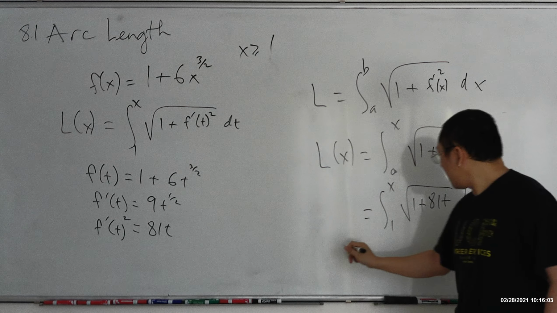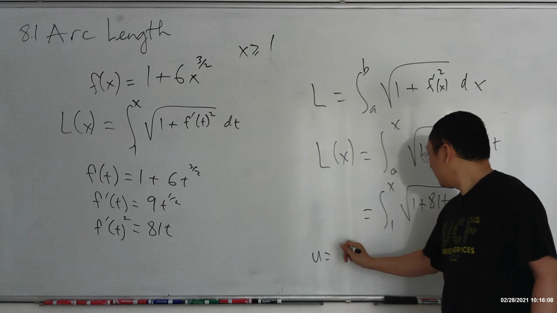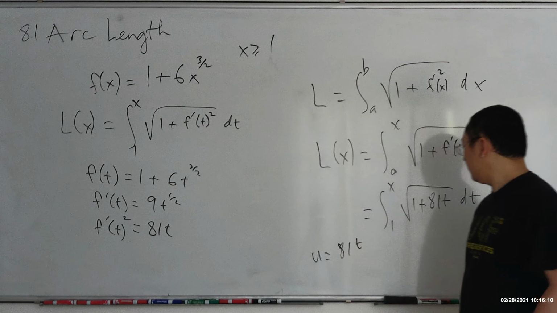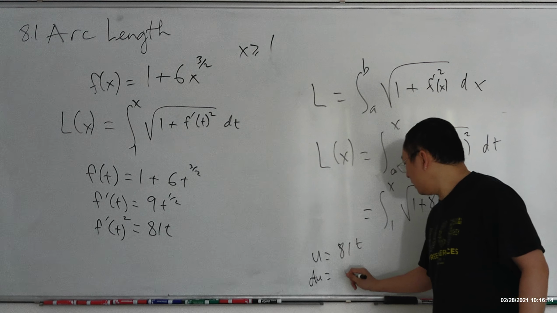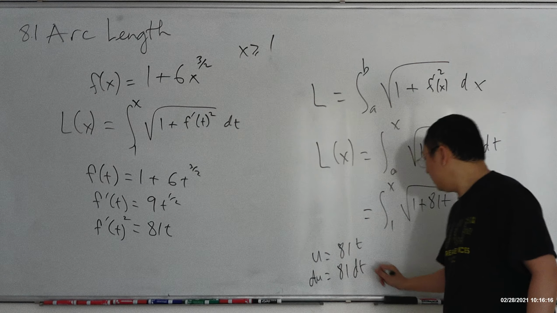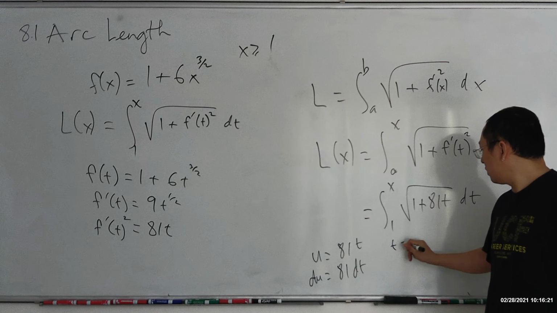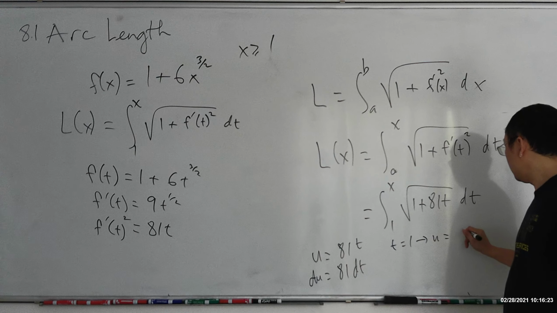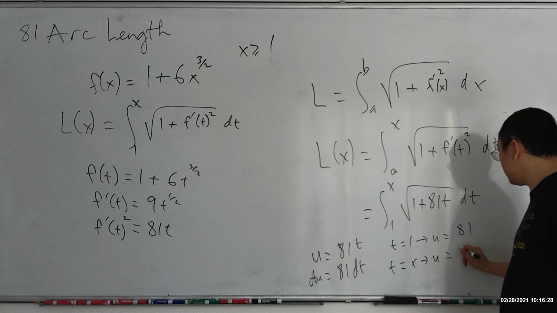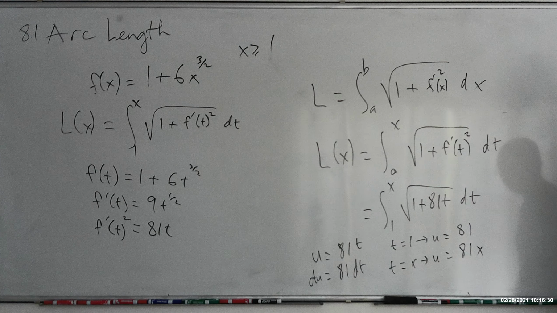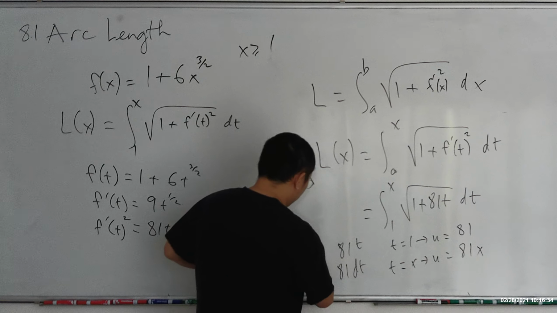You do the same u substitution, let u equal 81t, right? Then du is equal to 81 dt, and then you have to change the boundary. When t equals 1, then u is 81, and when t equals x, then u is 81x, right? Oh, it's 1 plus 81t, so u equals 1 plus 81t.